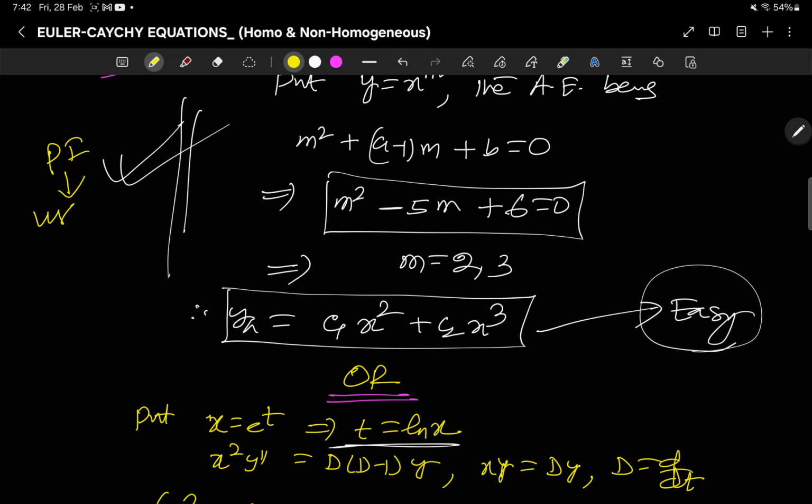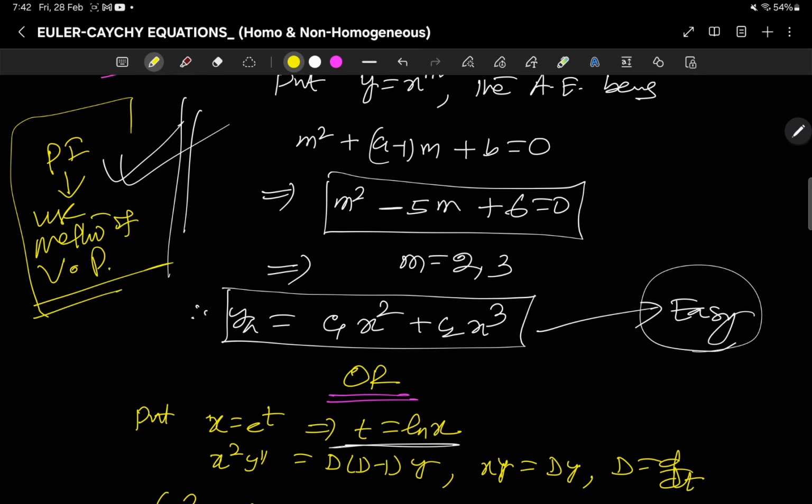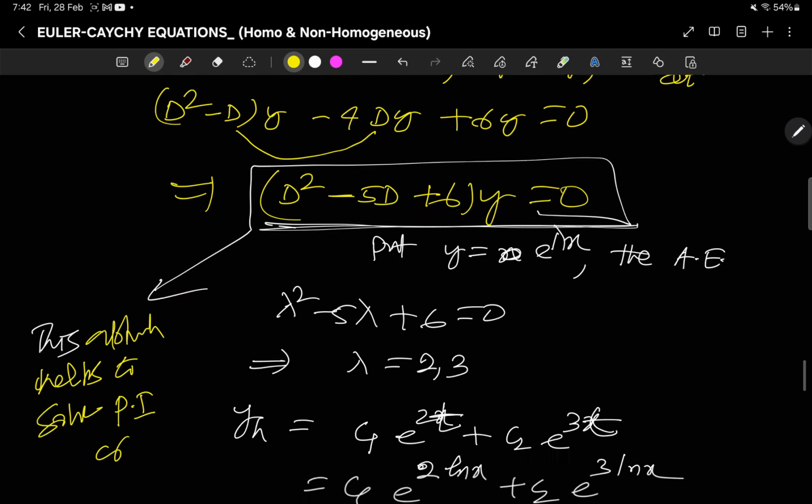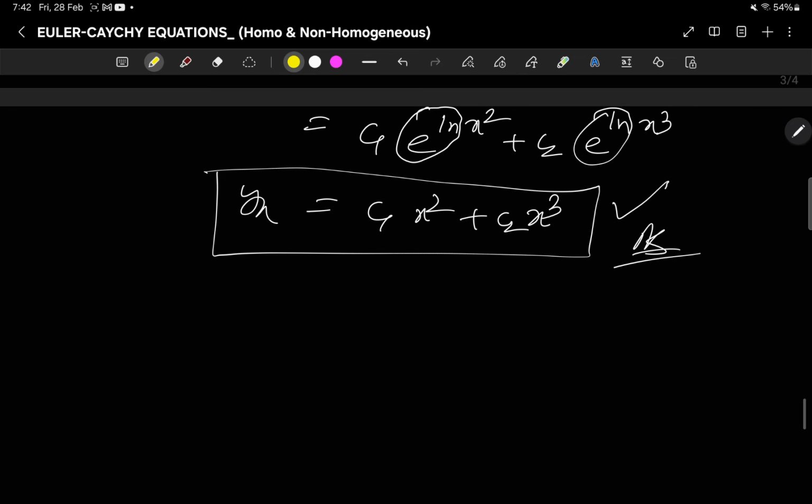With the direct method, we have to use the method of variation of parameters. Okay, so this is the difference. Here a different method is used, and here the same method will work. So this is the only difference. However, I recommend using the first direct case.